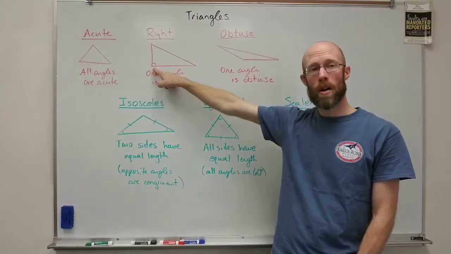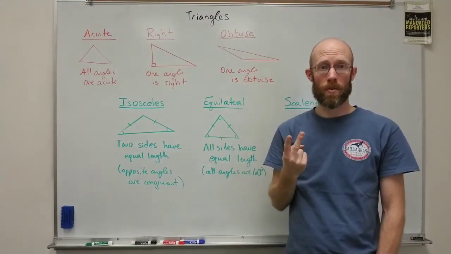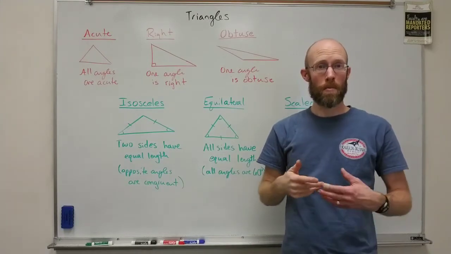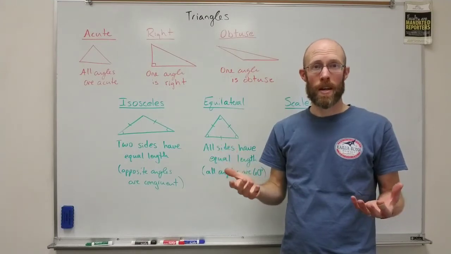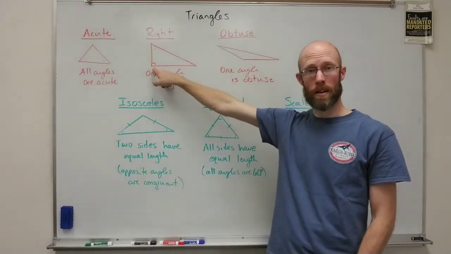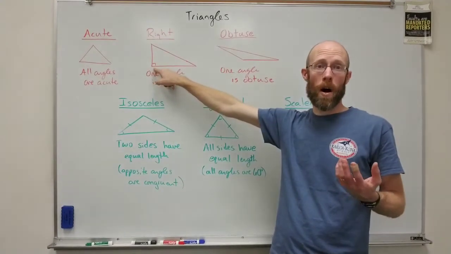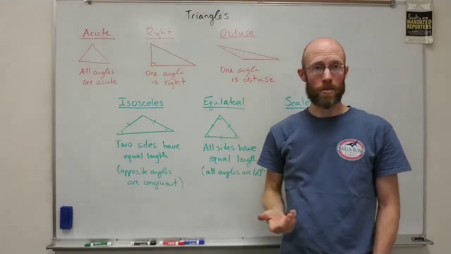You can only have one angle that's a 90-degree angle. You can't have two. If you had two angles that were 90 degrees, you would use up all of the 180, right? And you wouldn't have anything left for the third angle. So you cannot have a triangle with more than one right angle. But you can have one. And so any triangle that has one right angle is called a right triangle.